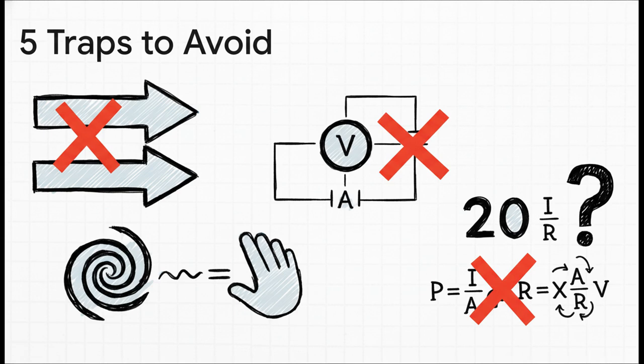3, get your meters in the right place. Ammeters go in series, voltmeters go in parallel. 4, please, please, please always write your units. C, A, V. Get those easy marks. And finally, number 5, just make sure you pick the right equation for the job based on the information they give you in the question.